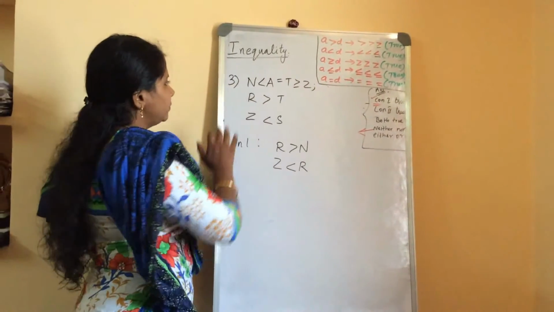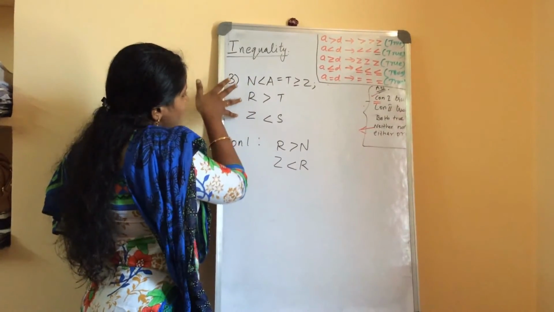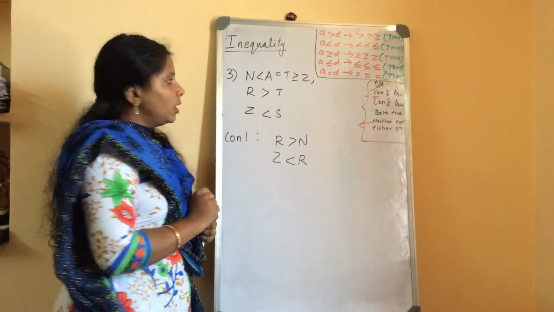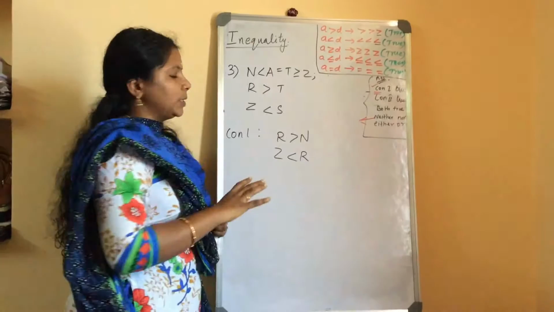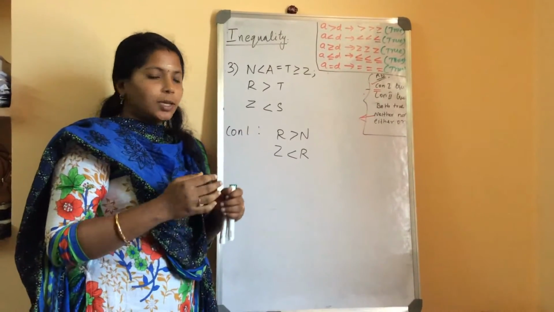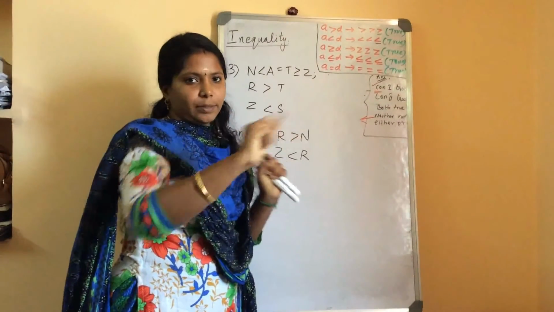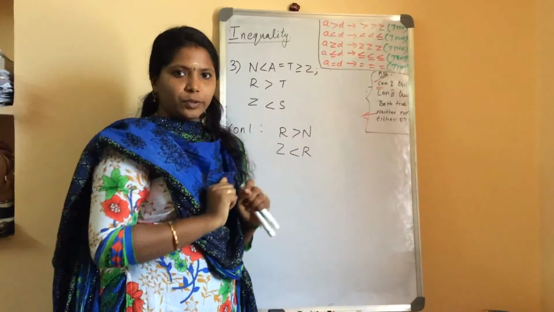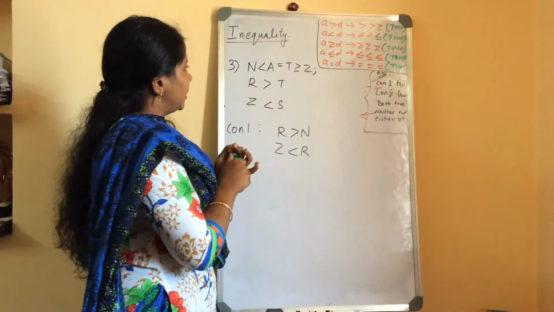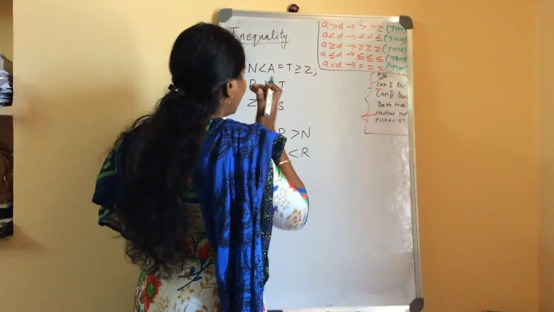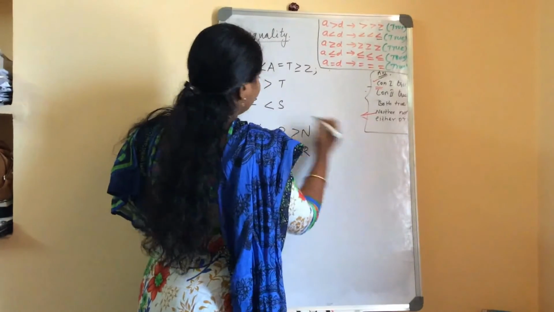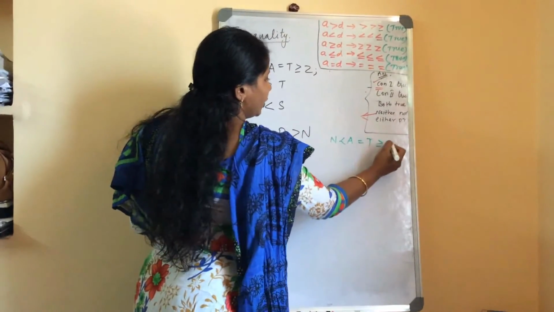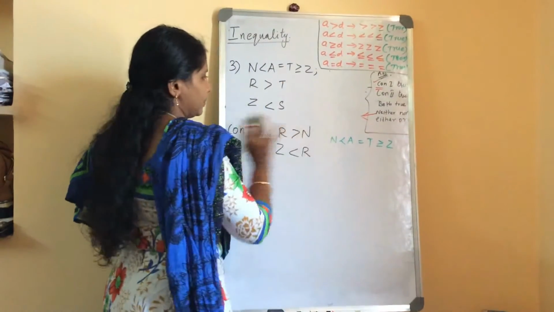In the third example, they have given 3 sets of statements. This is one statement, this is one statement, this is one statement. For this kind of example, we can write it in a single statement so that it will be easier for you to find whether the conclusion is true or false. Let's write the statement in one. N less than A equal to T greater than or equal to Z. Okay, this is the first statement.